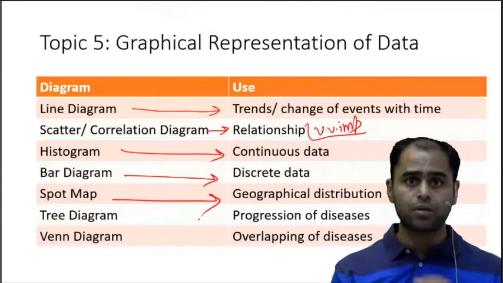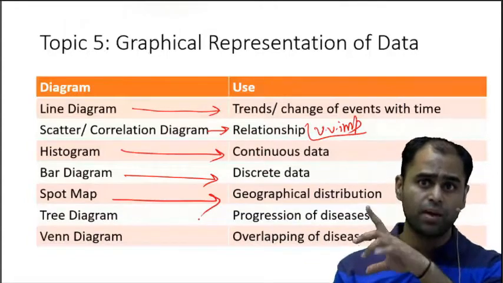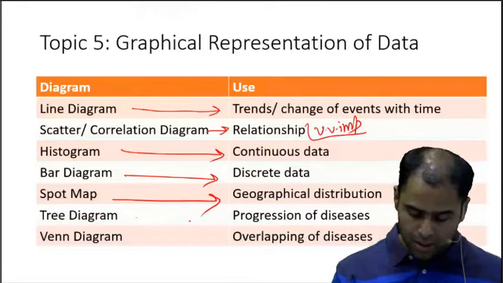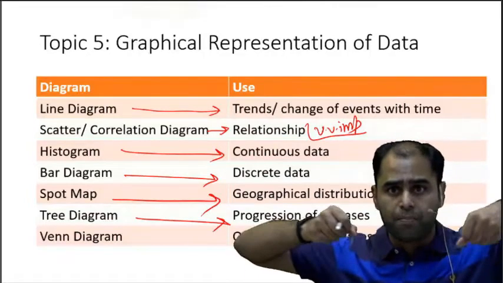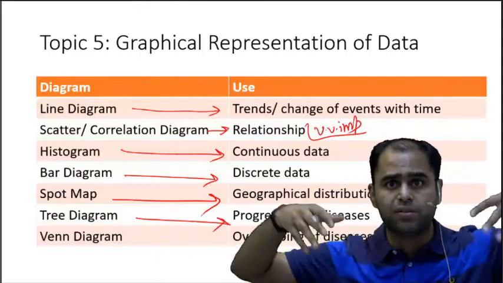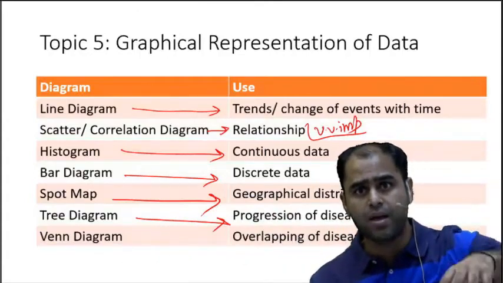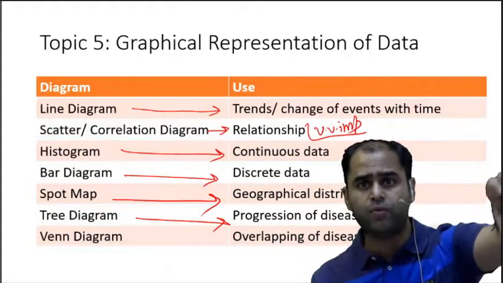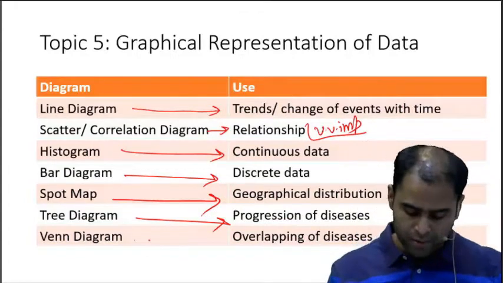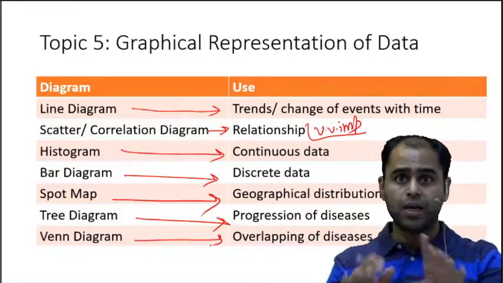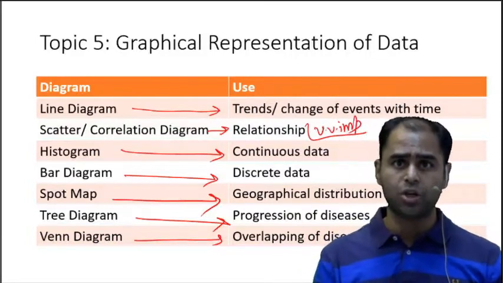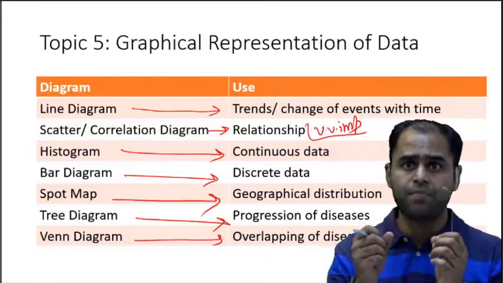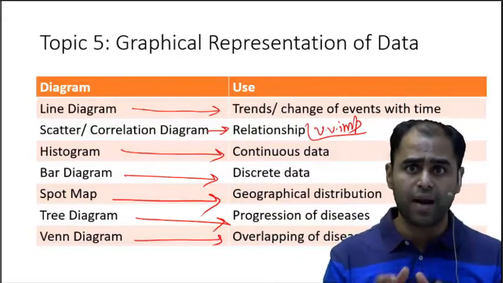Spot map, geographical distribution of cholera by John Snow, spot map. Tree diagram, progression of a disease, because as a tree branches out, we can show a disease which was diagnosed in 2020, gradually complications in 2025, 30 progresses. Venn diagram shows you overlap. If I have to explain to a patient the complication of diabetes and hypertension, it will be a Venn diagram.